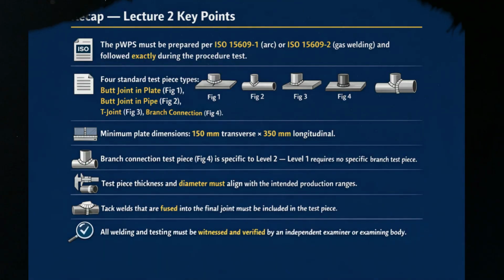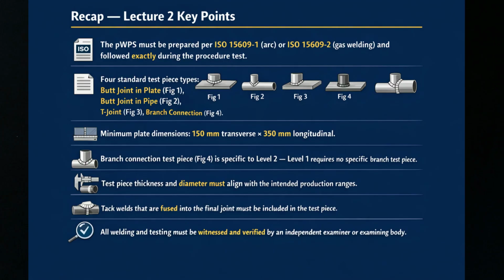Recap, Lecture 2 Key Points. 9. The pWPS must be prepared per ISO 15609-1, arc, or ISO 15609-2, gas welding, and followed exactly during the procedure test. 10. 4 standard test piece types: butt joint in plate, Fig. 1, butt joint in pipe, Fig. 2, T-joint, Fig. 3, branch connection, Fig. 4. 11. Minimum plate dimensions: 150 mm transverse times 350 mm longitudinal.